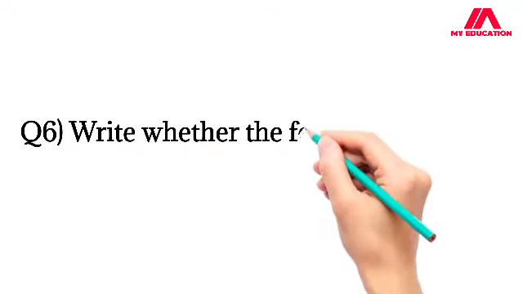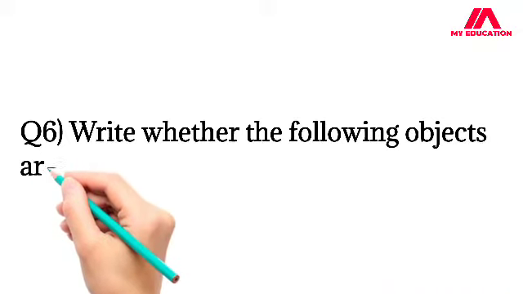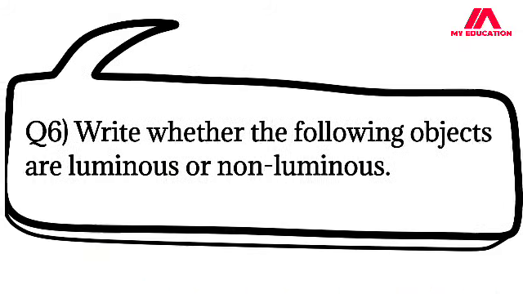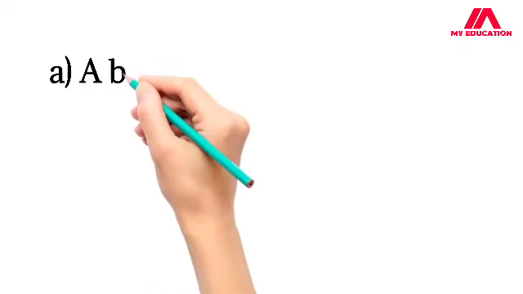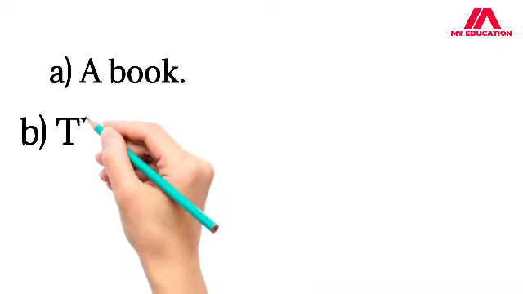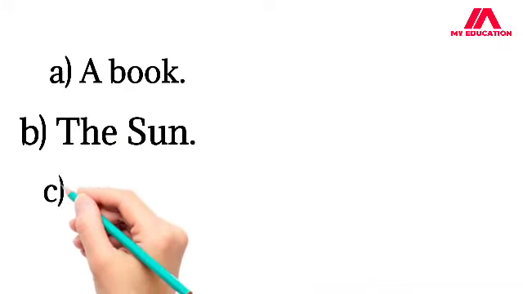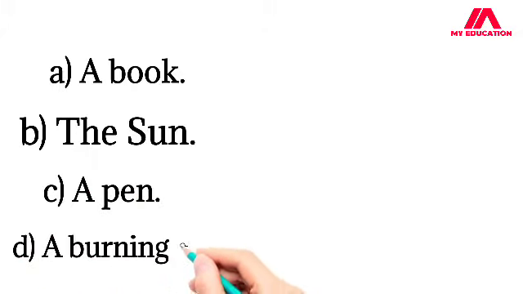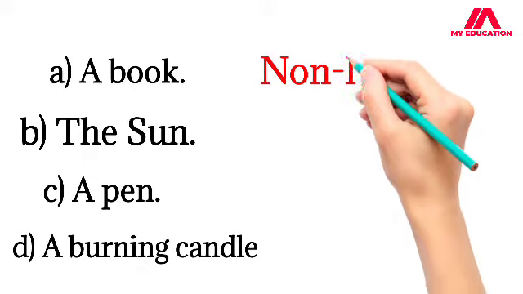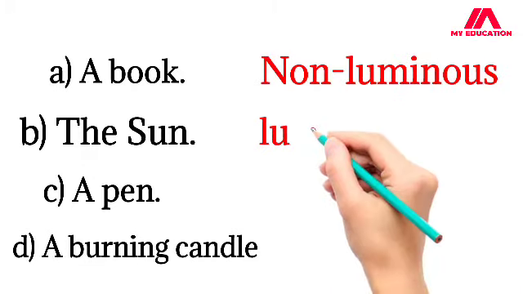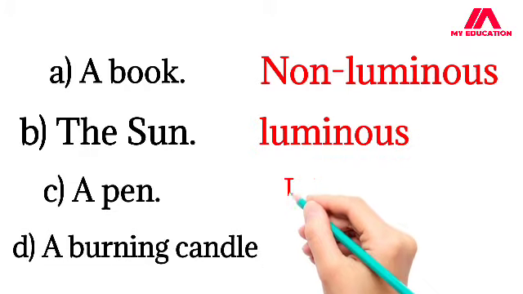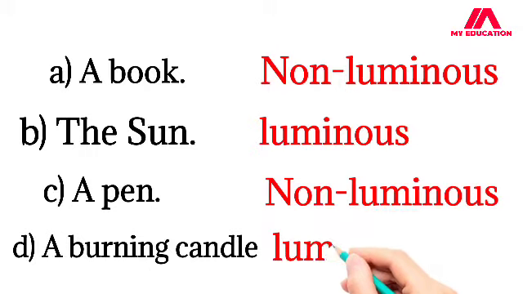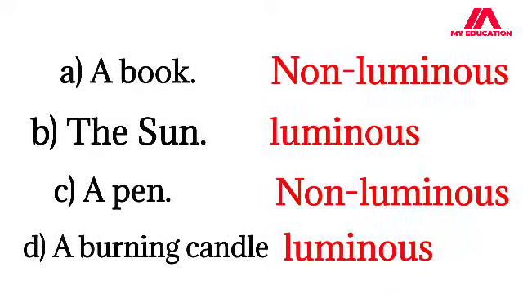Question 6. Write whether the following objects are luminous or non-luminous. A. A book. B. The sun. C. A pen. D. A burning candle. A book, non-luminous. The sun, luminous. A pen, non-luminous. And a burning candle is luminous.